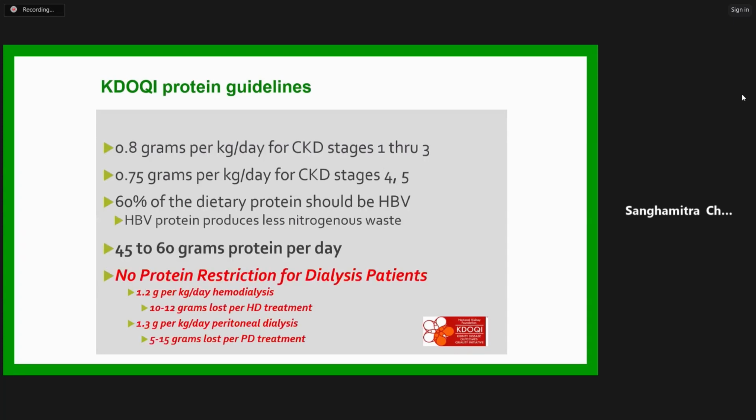So we know the protein guidelines for CKD patients. For those in stage 1 to 3, it can be easily, say, from 0.8 to 1 gram. It's rather individualized. If I find a patient who's very cachectic and he has apparently no other symptoms, I might go up to even 1 gram. 0.75 grams for stages 4 and 5, and 60% of the dietary protein should be high biological value protein. Next slide.